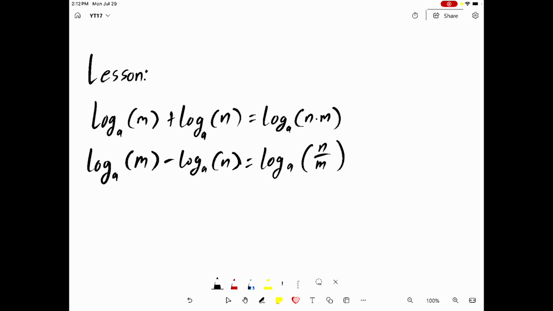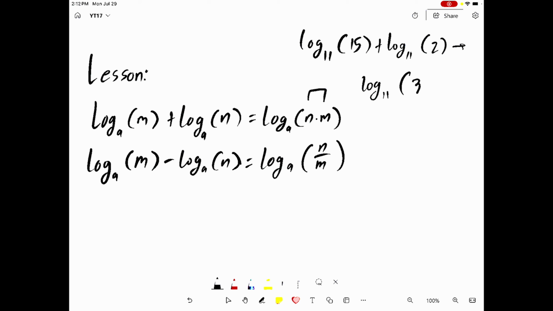Logarithm base A of m plus logarithm base A of n is equal to the logarithm base A of m times n. So basically, if I have two logarithms and they have the same base and I'm adding them up, that's equal to the logarithm of the multiple, like if I multiply the two things that the logarithm is happening about. One example, if I have logarithm base, let's say 11 of 15 plus logarithm base 11 of 2, this would be logarithm base 11 of 15 times 2, which is 30. That's how it would work.